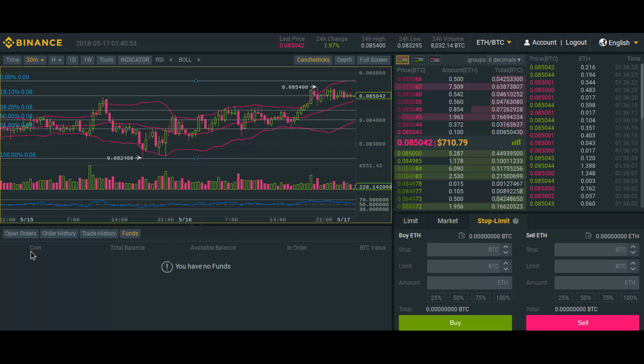Over here to the left, we have the order screen, where you can see open orders, order history, your trade history, as well as your current funds. And it's as simple as that. At first sight, it may seem a little confusing, but it's fairly easy once you get to integrate yourself with the system. So this was, like I said, number 2 in the follow-up series of the Binance tutorial video.